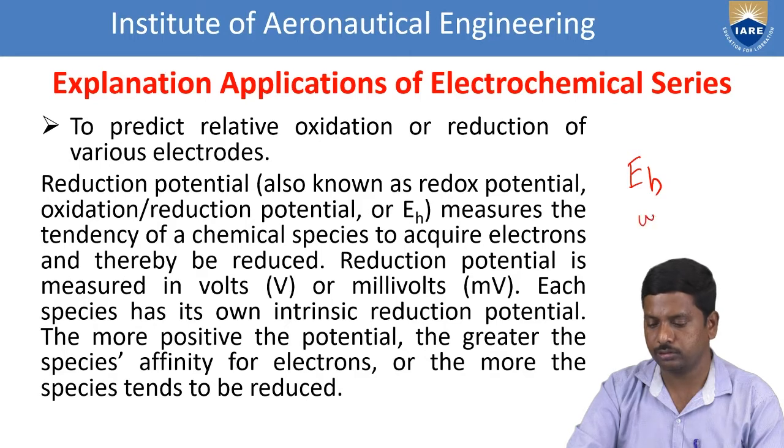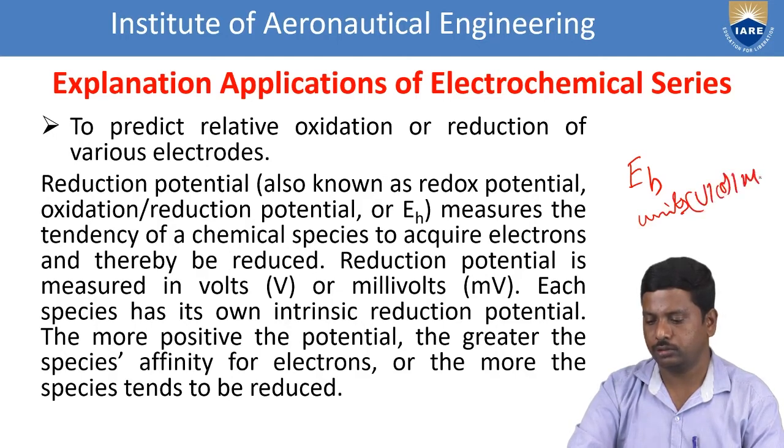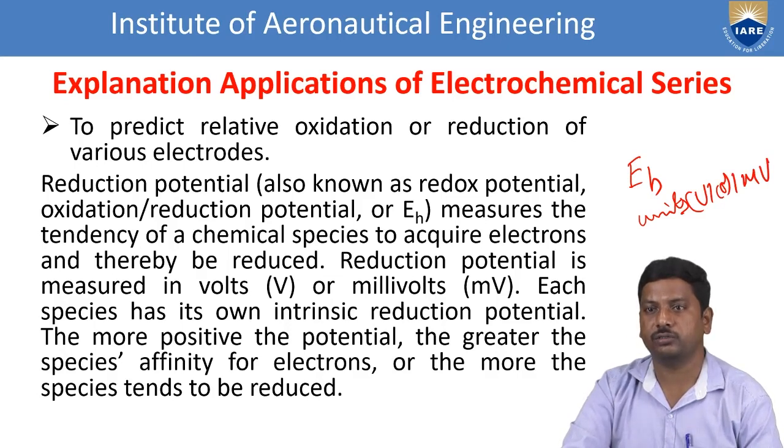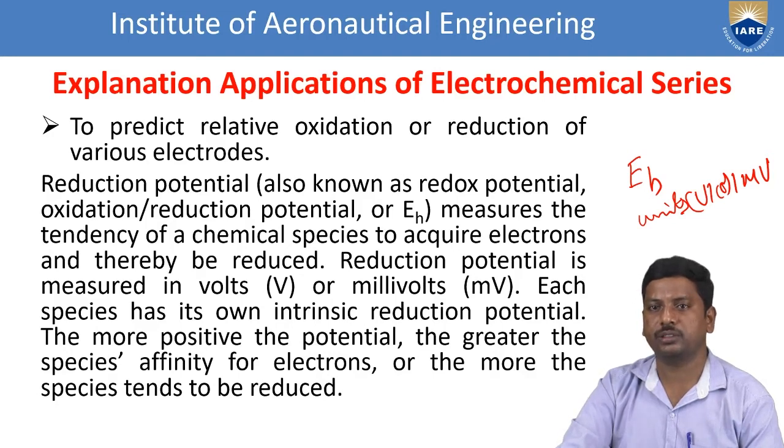The units are volts or millivolts. Each species has its own intrinsic reduction potential. The more positive the potential, the greater the species' affinity for electrons, or the more the species tends to be reduced. Wherever the potential is more positive, the species has a greater affinity for electrons and tends to be reduced.